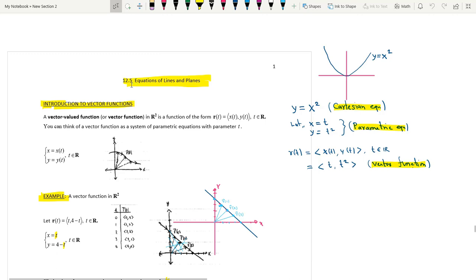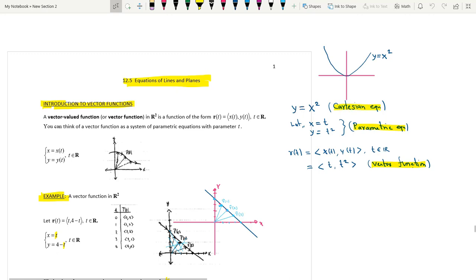In this lecture, we will learn section 12.5, equations of lines and planes. Suppose we have the equation of a parabola, y equals x squared. So y equals x squared is the Cartesian equation of the parabola. Sometimes it is also called the rectangular equation.